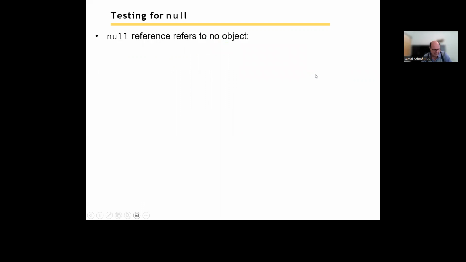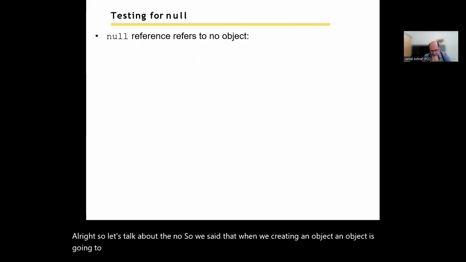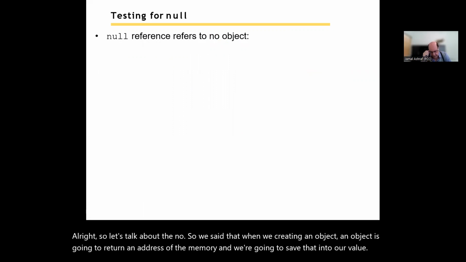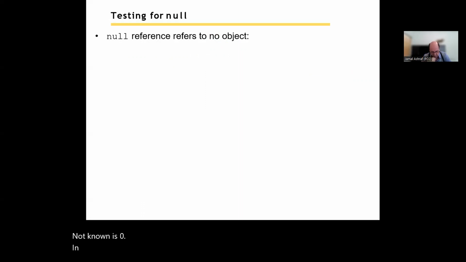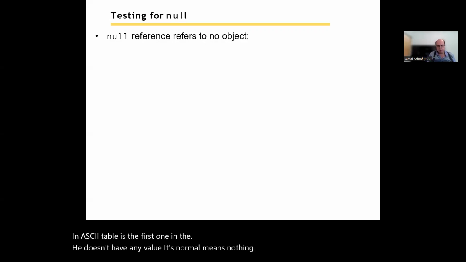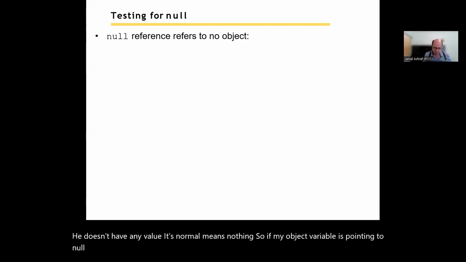All right, so let's talk about null. We said that when we create an object, it returns an address of the memory, and we're going to save that into our variable. Now, null is 0. In the ASCII table, it's the first one in there. It doesn't have any value. Null means nothing. So if my object variable is pointing to null, it's not pointing anywhere.